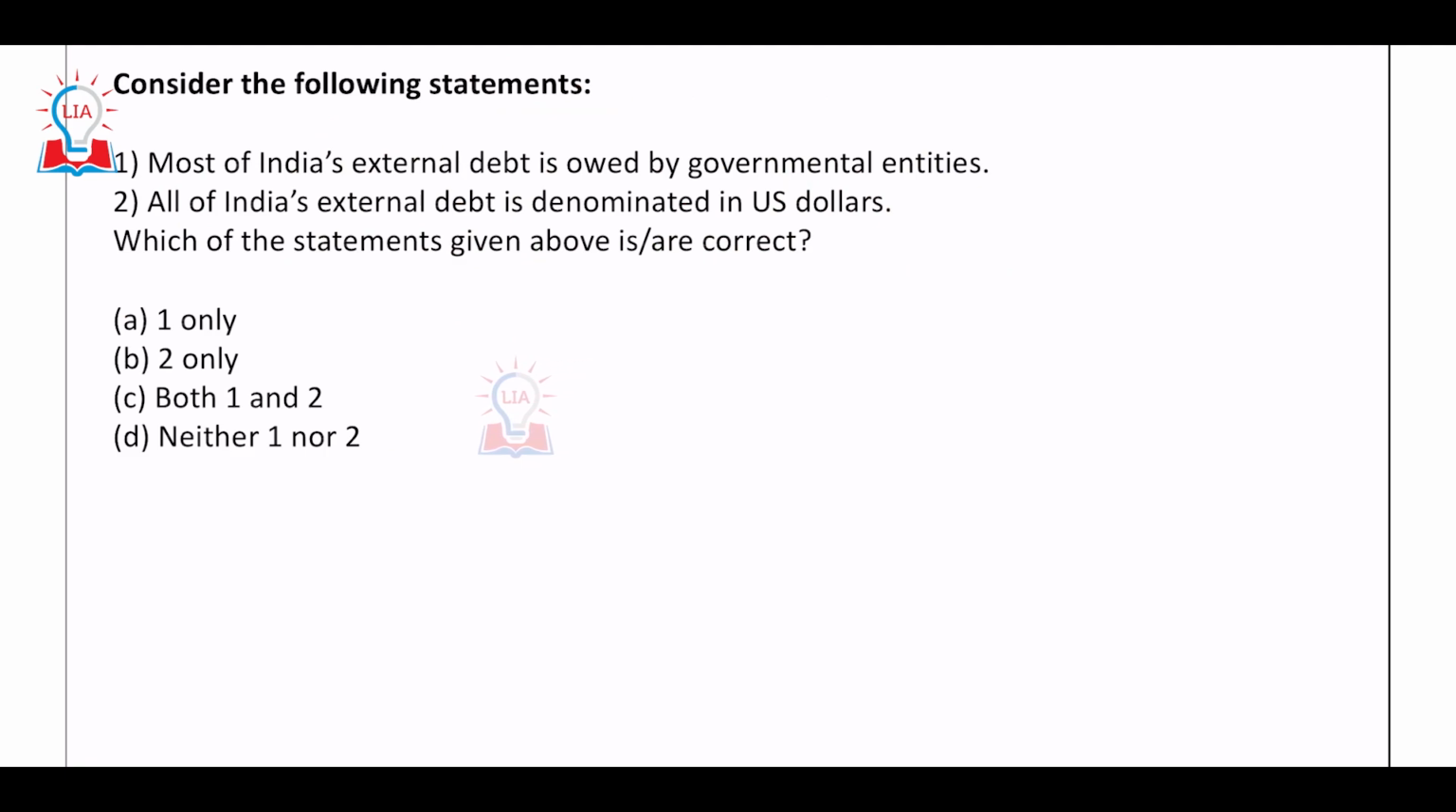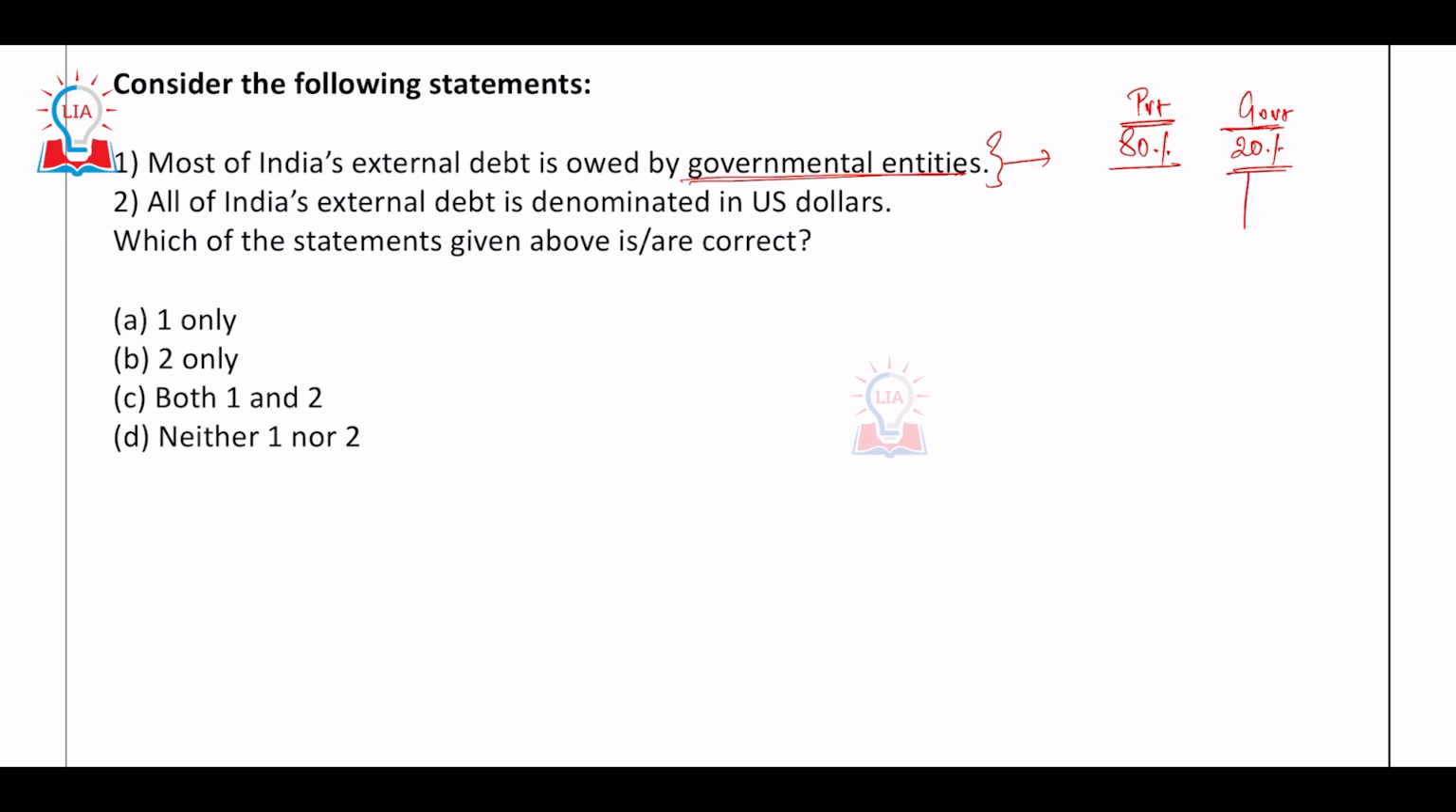Next, most of India's external debt is owed by governmental entities. No, this is very much static related. So every time the government of India says that we are in a very good position when it comes to external debt, just remember this 80-20 rule. Of the external debt we have, 80% is private external debt. Private entities have to pay this 80%. 20% is owed by the government.